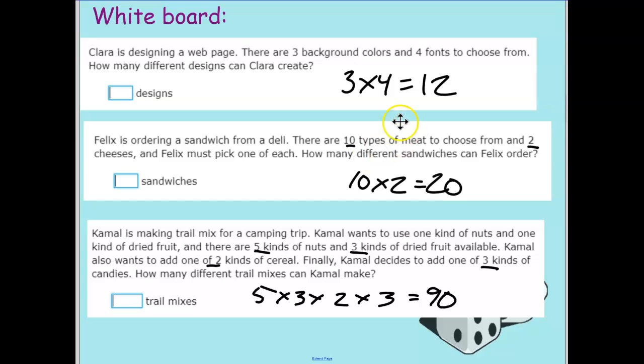Okay, so 10 meats times 2 different kinds of cheese, we get 20 different kinds of sandwiches there. Kamal is the king of trail mixes. He's got 5 nuts times 3 dried fruits times 2 types of cereal times 3 kinds of candies. So that is 90 possible trail mixes that can be made. And again, we're just multiplying the number of outcomes together.